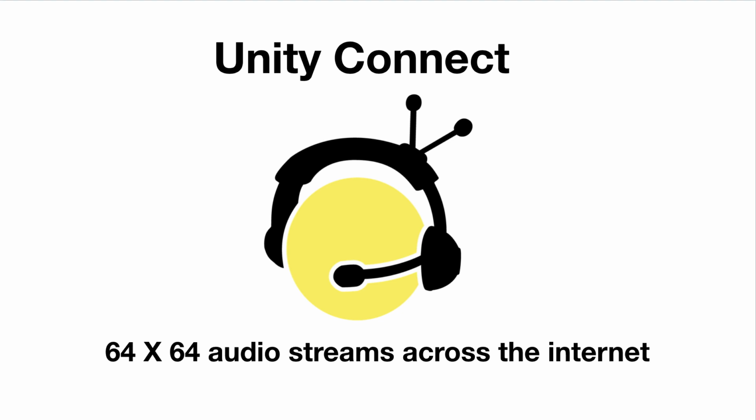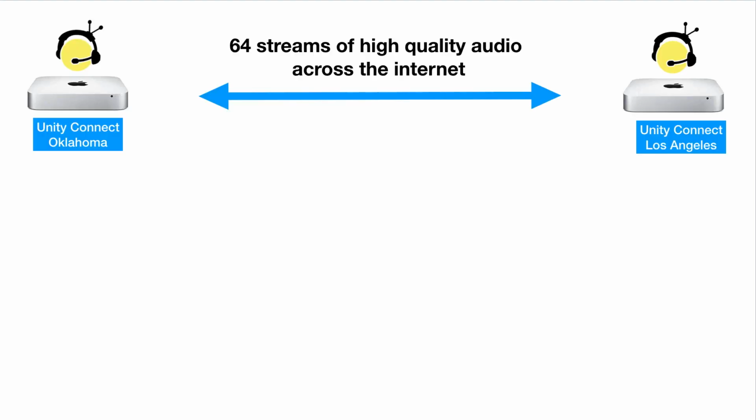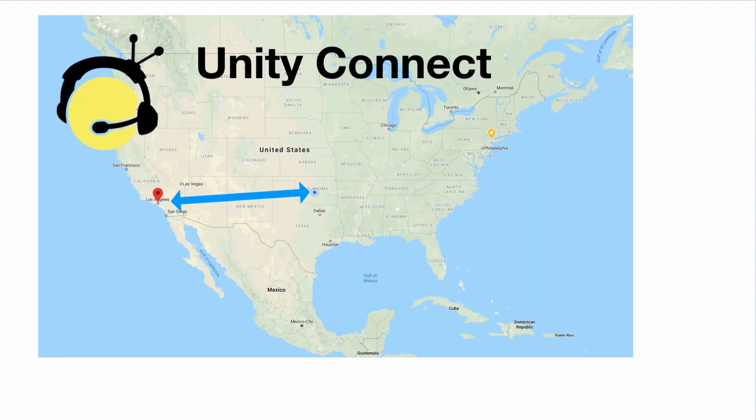In this demonstration, let's do basically one Unity Connect sending to another Unity Connect. I'm going to be showing my Unity Connect here in Oklahoma connecting to Los Angeles. And so essentially, we're just going to be sending audio from my Mac computer. This is going to be Unity Connect running on a Mac Mini here at my desk. And I'm going to connect to Los Angeles. The Los Angeles computer is another Mac Mini. It is running Unity Connect on it as well.